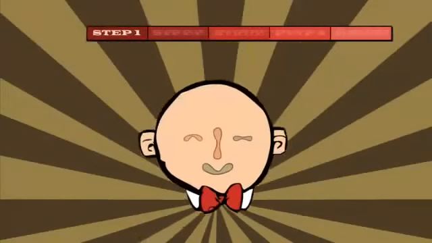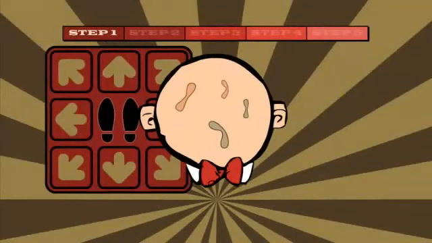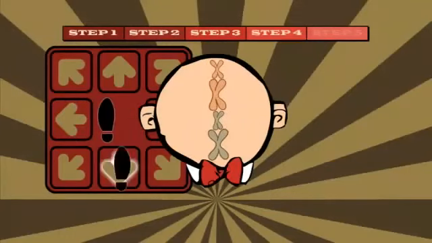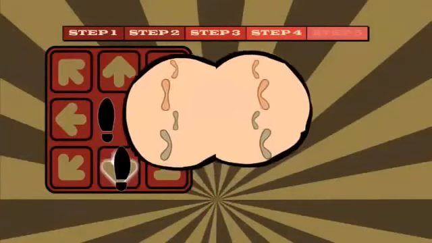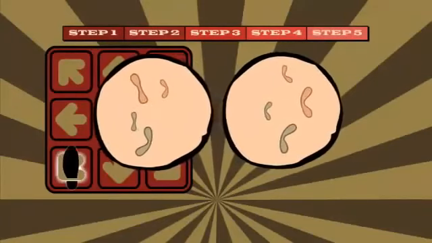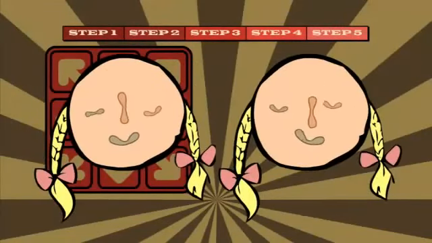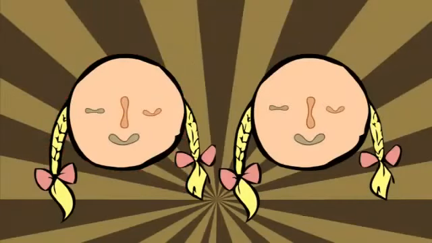It's a 5-step program. First, we take a parent cell. Step 2, the chromosomes in its nucleus make identical copies of themselves. Step 3, the chromosomes line up in the center. Step 4, the copies separate and move apart. And step 5, the cell splits into two, forming what we call two daughter cells. Each one has a copy of the original parent cell DNA.